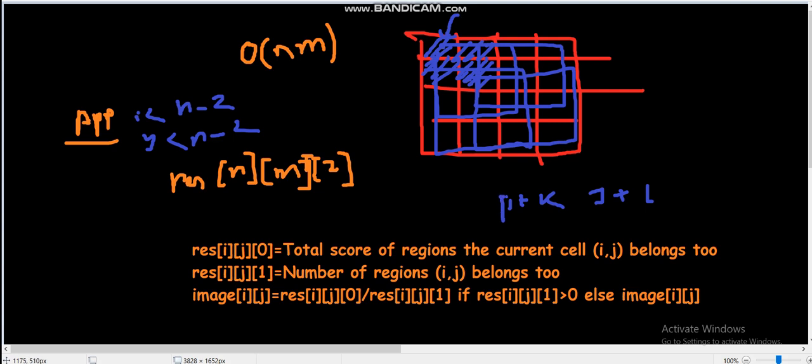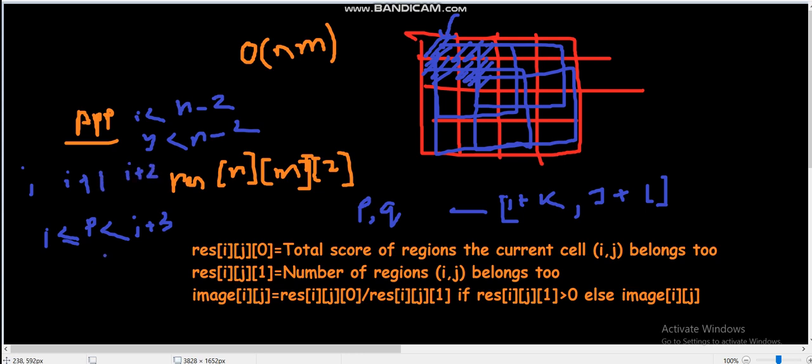So for a cell i plus k comma j plus l, we are checking all its neighbors that belong to this region. For belonging to this region, the condition is that, let's say some cell p comma q belongs to the current region, then i should be less than or equal to p and p less than i plus 3, because the values of rows could be i, i plus 1, i plus 2, and similarly the values of columns could be j, j plus 1, j plus 2. So the condition is that p should be from i to i plus 2, and q should be from j to j plus 2. So this is the condition.